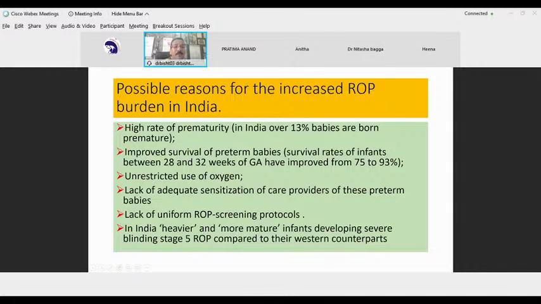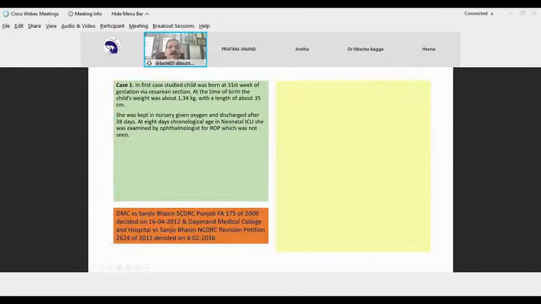Good things. The baby actually went back home, but at 8 days chronological age, the baby was examined by an ophthalmologist, but ROP was not seen. No ROP screening was done at 4 to 6 weeks as recommended. No mention was made in the discharge summary whether ROP screening was done, nor was it mentioned that ROP screening should be done every 2 weeks.